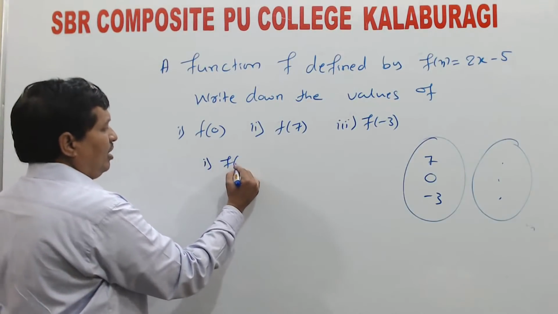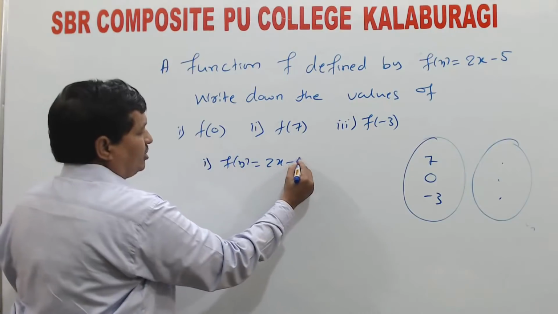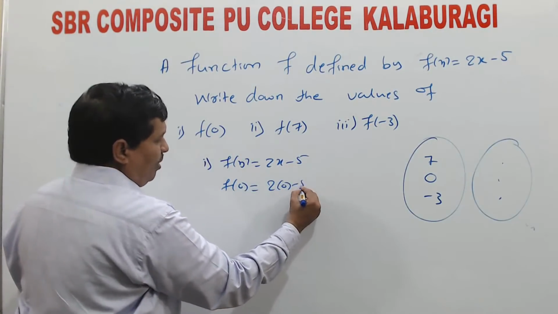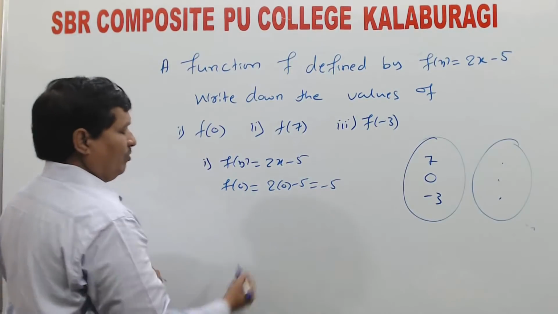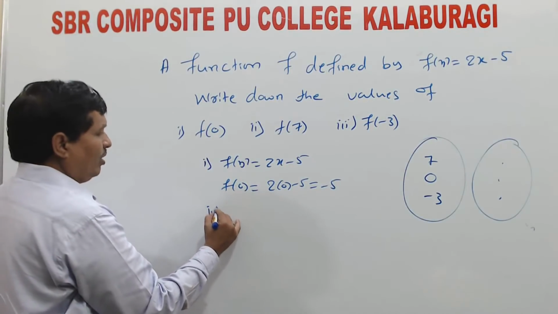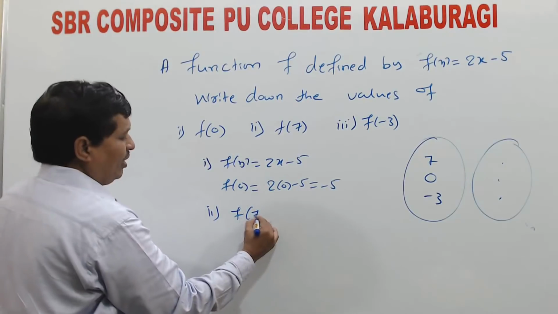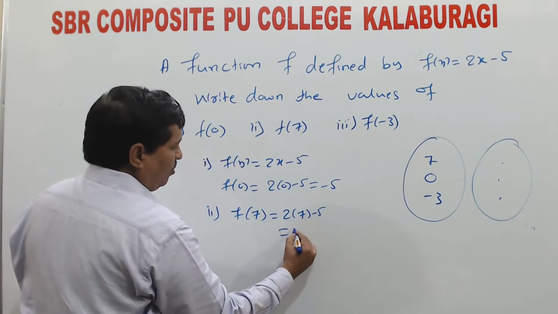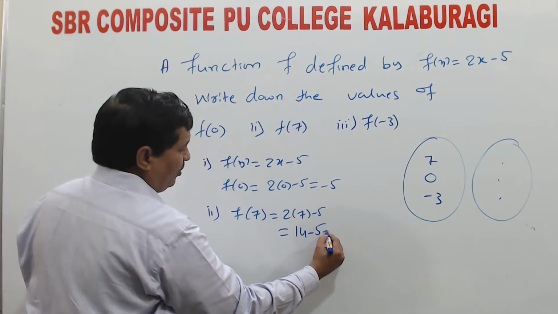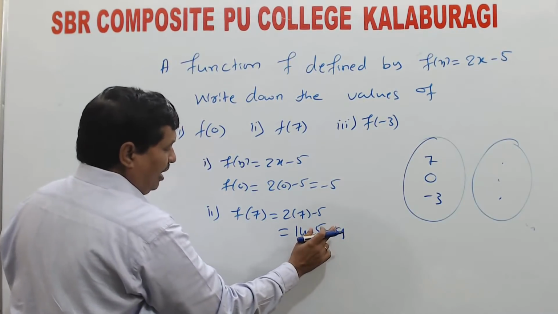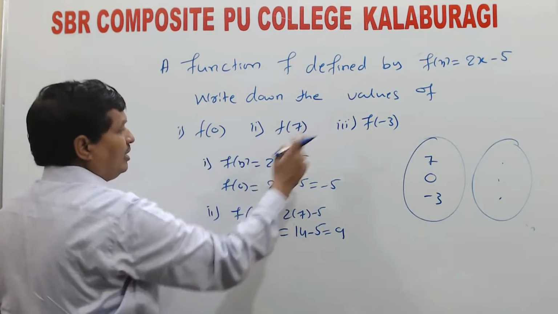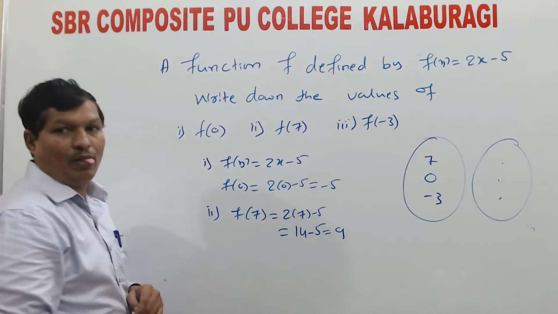Suppose you take f of x equal to 2x minus 5. F of 0 is nothing but 2 into 0 minus 5, equal to minus 5. First answer is over. Second one, f of 7. F of 7 is 2 into 7 minus 5, equal to 14 minus 5, equal to 9. What is this 9? 9 is the image of 7 under the given relation 2x minus 5.